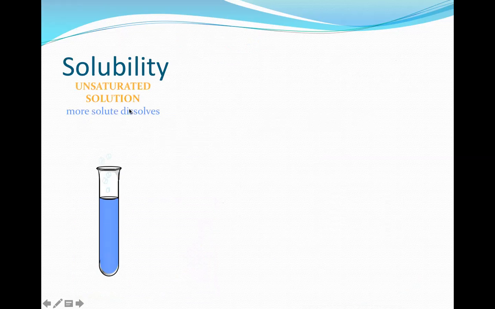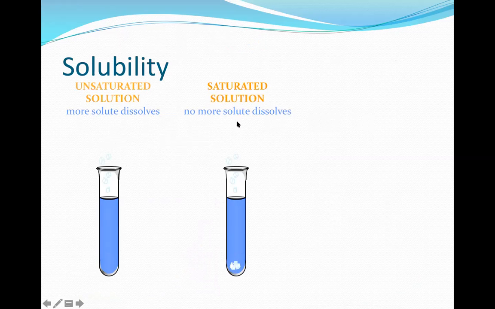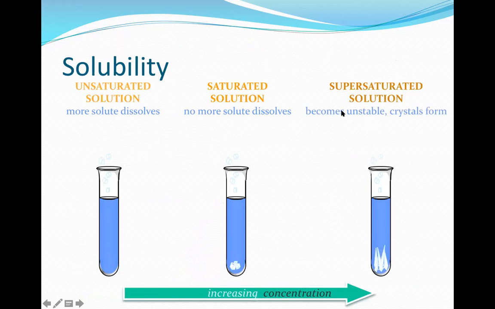All right, so an unsaturated solution, it can dissolve more than what it already has. Saturated, no more can dissolve. It's at maximum capacity. Supersaturated, unstable, crystals start forming. Basically, we have exceeded, gone above and beyond what it should have been. So as we get closer to supersaturation, we are increasing in concentration. This is a very low concentration with the unsaturated solution. This is a very high concentration with supersaturated.